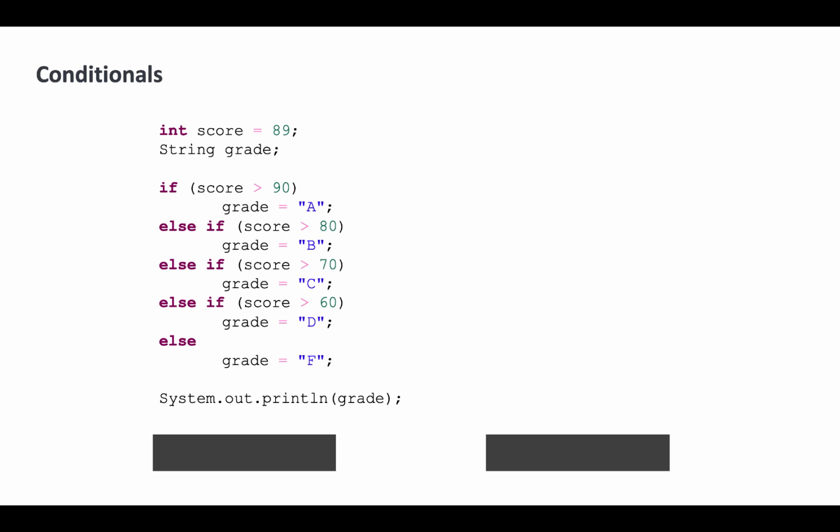Conditionals. So we use conditionals every day when we're making decisions. And you can program these conditions in Java so that it executes different lines of code depending on the condition. Here's a program that takes a given score and outputs a grade. So a score greater than 90 is A, greater than 80 is B, and so on.